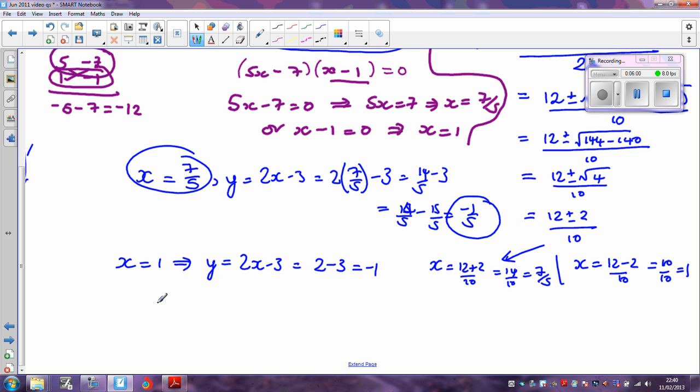Now, I've got to make sure when I give my solutions that I give them in pairs. So in other words, I'm going to write x is equal to 7 fifths, y is equal to minus 1 fifth. That's one pair. I could even bracket them together. Or my alternative is x is equal to 1, y is equal to minus 1.